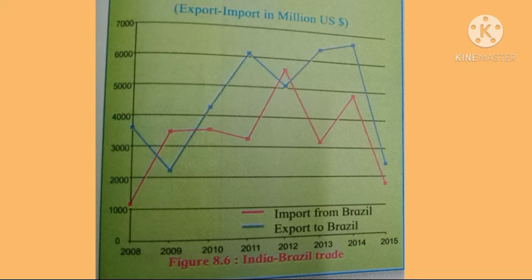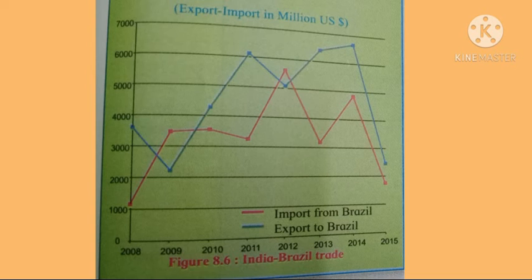And second question: in which year was the trade with Brazil most favorable? Favorable trade means the value of export should be more than the import. So if you observe this graph, we can see that in the year 2013 the trade with Brazil was most favorable. And question number 3: comment upon the balance of trade in the year 2013.